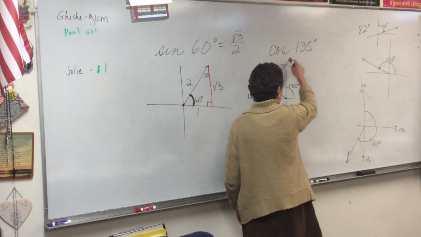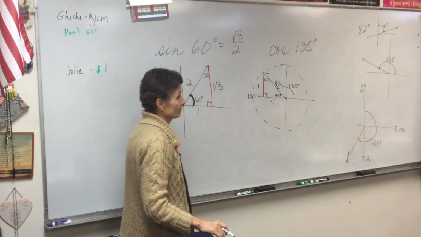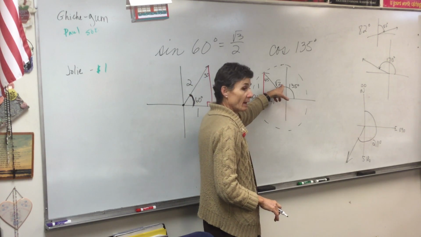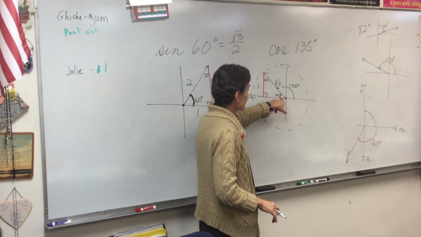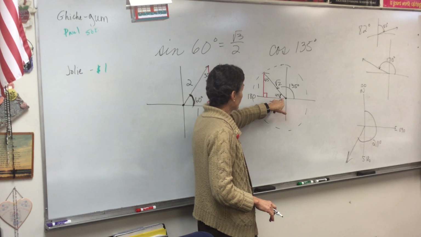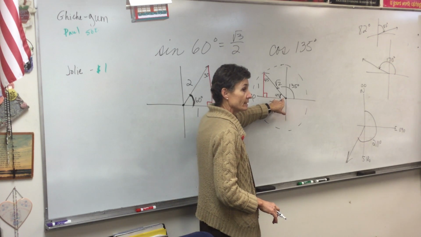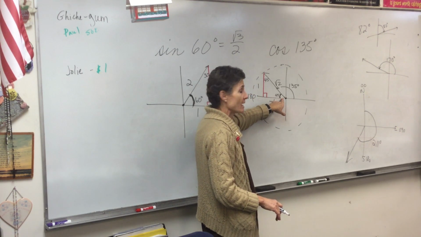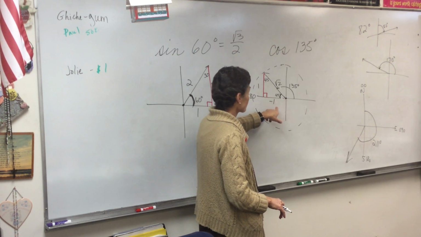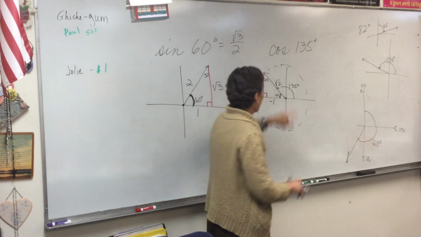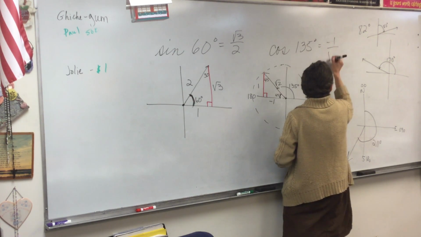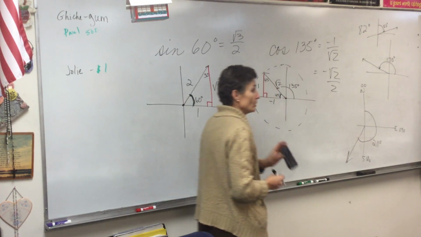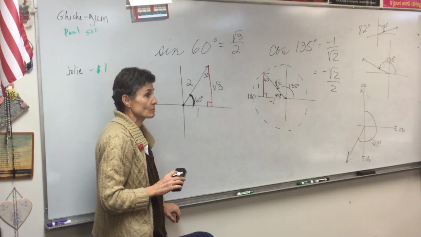I want the cosine. What's the definition of cosine? Adjacent over hypotenuse. Adjacent is the side right next to the angle. Remember, this is the important angle here. It's so important it has its own name. It's called the reference angle. The reference angle. So -1 over root 2, which we'll rationalize and say negative root 2 over 2, is the cosine.